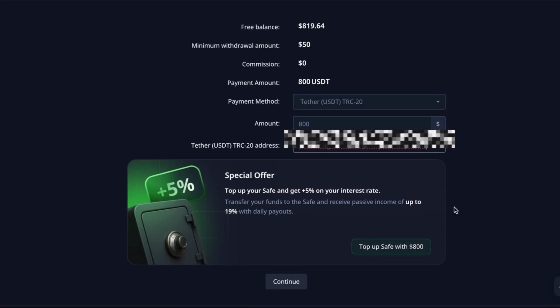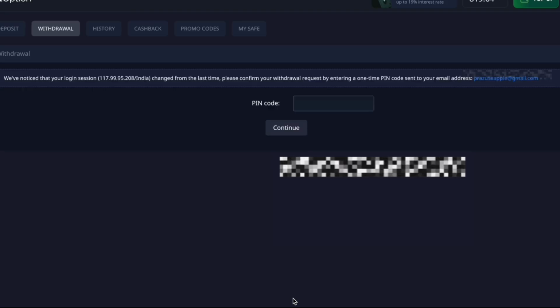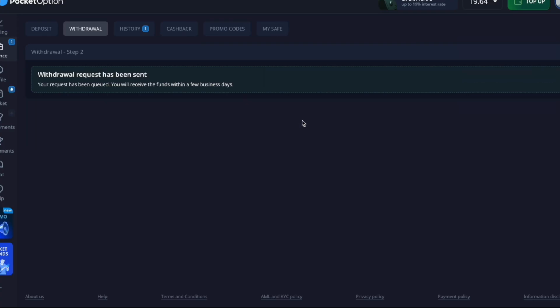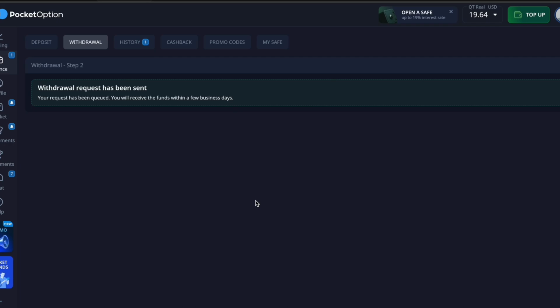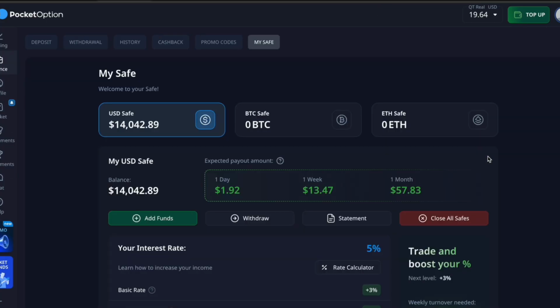Make sure that all the details you have placed here are correct, and after pressing the continue button, I'll enter my verification pin sent to my email. Once the pin is confirmed, the withdrawal request is successfully submitted. At this point, all I have to do is wait for the processing period. Typically, withdrawals can take anywhere from 1 to 3 days depending on the platform processing time. Once approved, the funds will be directly sent to my USDT TRC20 address.